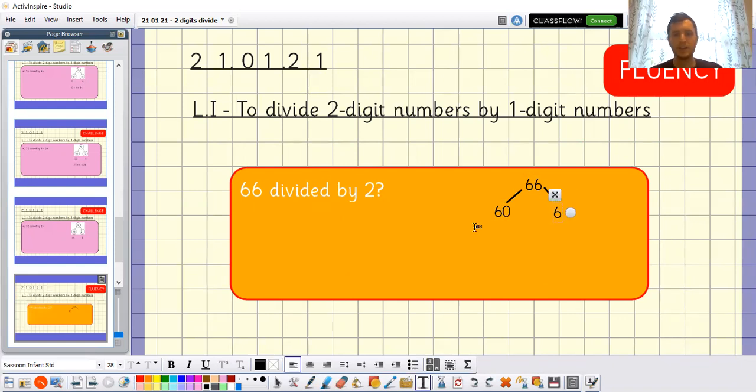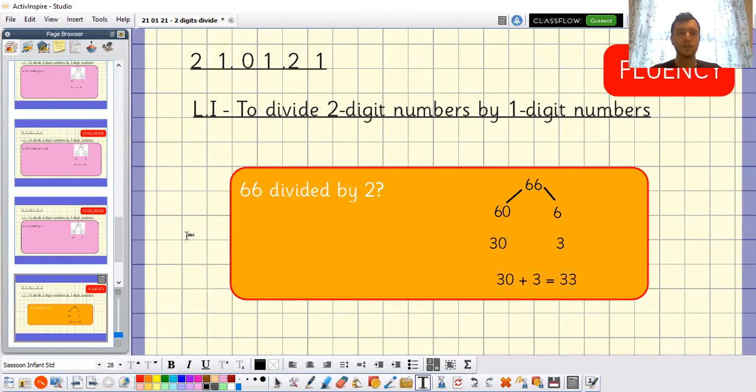So 60 and 6. Now if I do 60, in fact, I might start with 6 here, and you'll see why in a moment. 6 divided by 2 is equal to 3, which means 60 divided by 2 would be equal to 30. I can then add those together. 30 plus 3 is equal to 33.